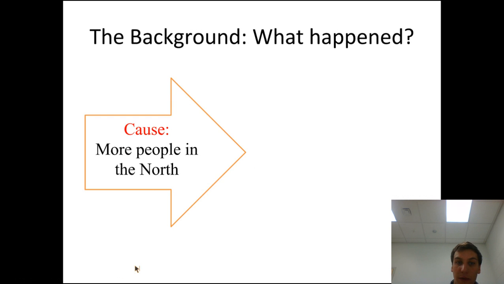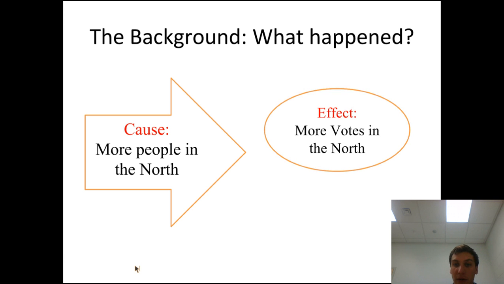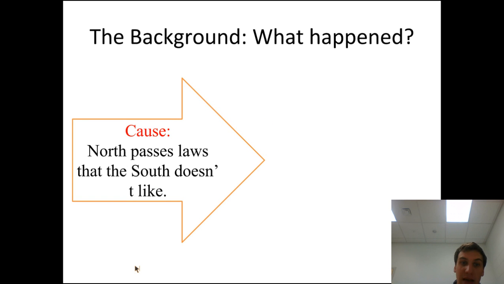So there were more people in the North, and this led to a bunch of things happening. Because there were more people up there, they had more population. More population means that there are more votes. And because there were more votes in the North, that meant that they could pass laws that the South doesn't like, like the Tariff of 1832, like laws about where there can be slavery and where there cannot be slavery.